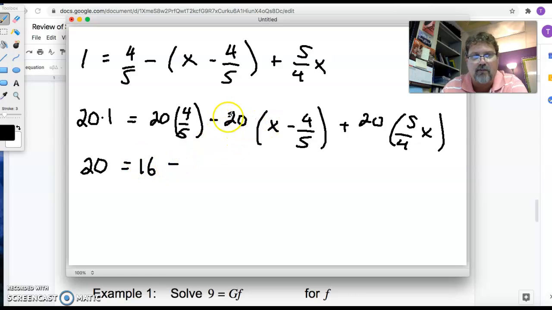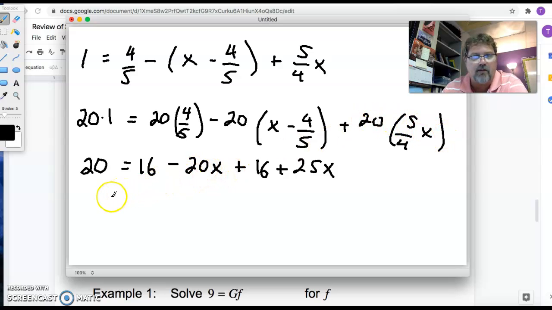Minus, and let's distribute this. Negative 20 times x is negative 20x. 5 goes into 20 4 times, multiplies to 4, so we get positive 16. Right, this is actually negative 20 times that negative 4/5. And over here, finally, on this side, we've got 4 goes into 20 5 times, 5 times 5 is 25. That's 25x. See how I'm doing that? 4 goes into 20, 5 times 5 is 25.